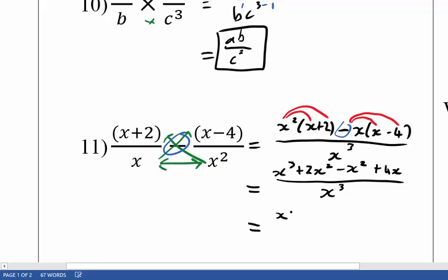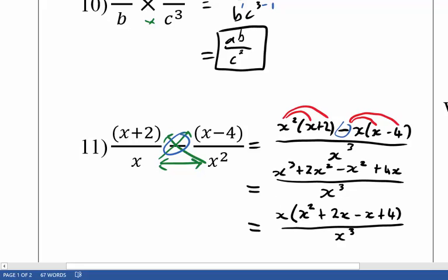I take the x outside, they've all got x, and taking the x out, I need to now go x times what gives me x cubed. It's x squared. X times what gives me positive 2x squared is 2x. X times what gives me negative x squared is negative x. X times what gives me positive 4x, it's positive 4. And that's all over x cubed.